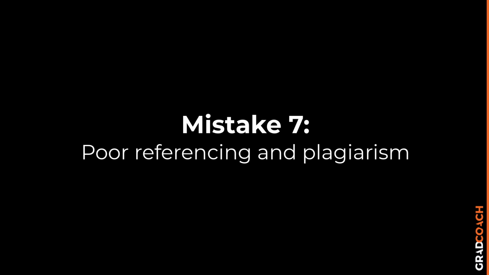All right, so let's jump on to the seventh and final mistake that we see with regards to literature reviews. And this one grinds me endlessly, because it's such an easy thing to get right, and not getting it right really costs students a lot of marks. Mistake number seven is that we see poor referencing, poor use of citations and references, and as a consequence of that, outright plagiarism.